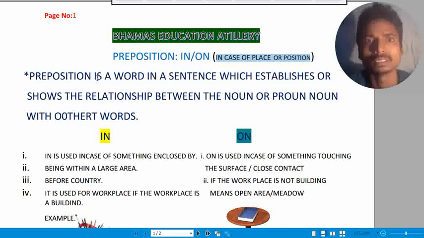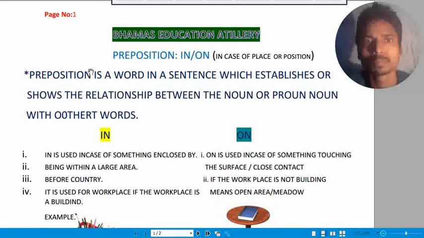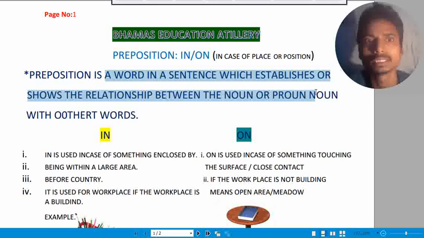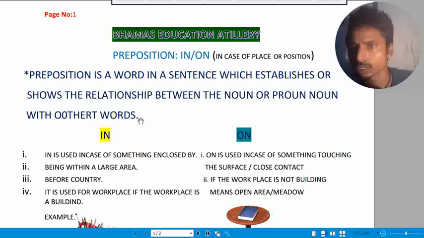A preposition is a word in a sentence which establishes or shows the relationship between the noun or pronoun and the other words. That means if we learn the prepositions, we can understand the relationship of the noun or the pronoun with the other words. Let's learn.